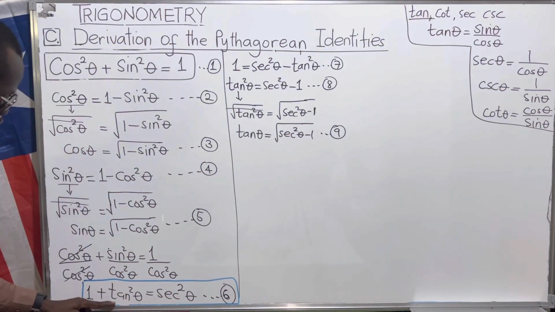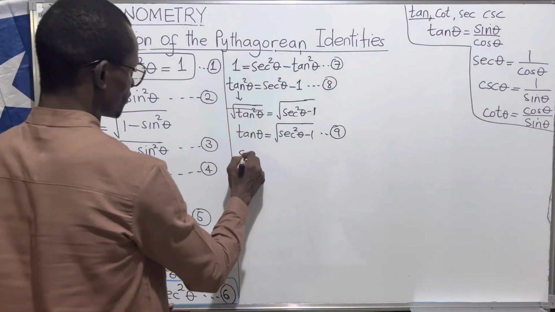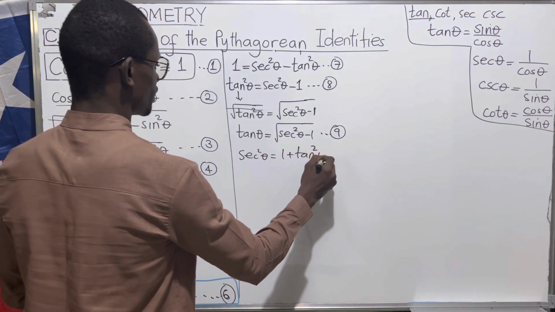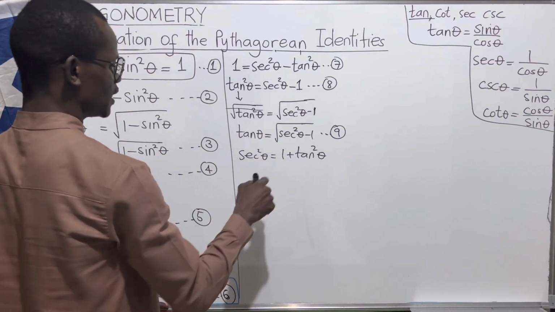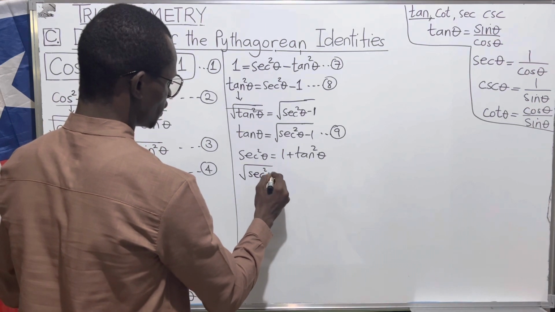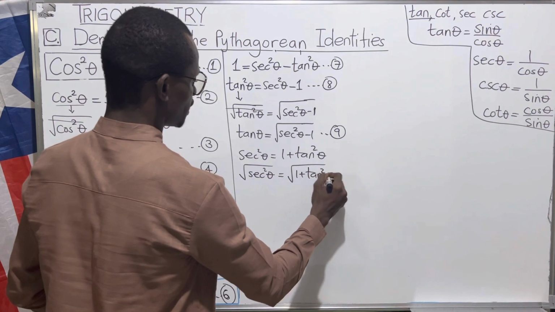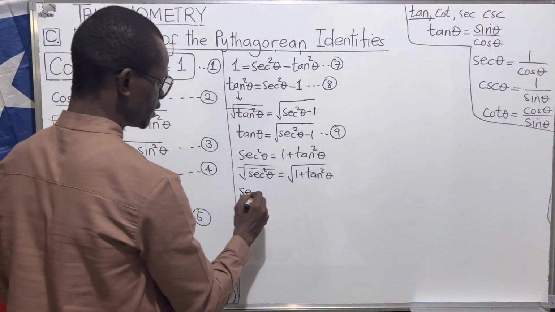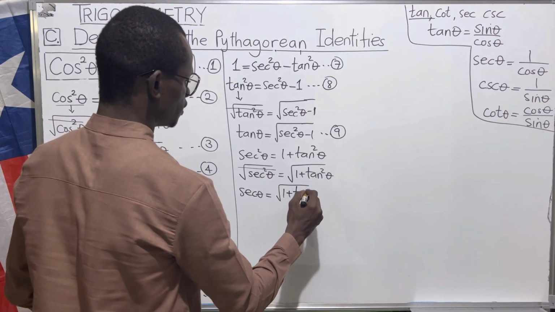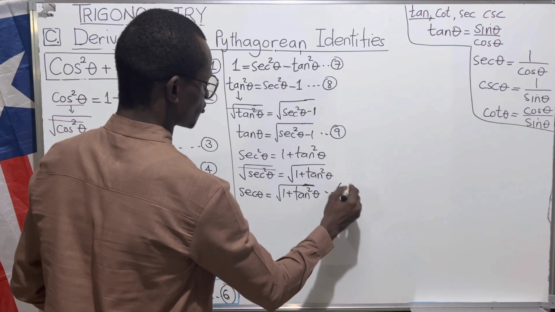What if we further want to solve for just secant of theta, because we have secant square theta here, which is equal to 1 plus tangent square theta. So what if we just want to solve for secant theta? We can take the square root on both sides. Secant square theta, we take the square root on this side, 1 plus tangent square theta. So this will cancel. You're left with secant of theta now equal to the square root of 1 plus tangent square theta. So this is identity number 10.